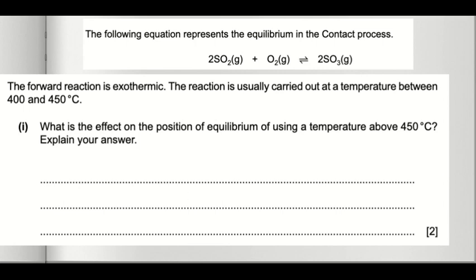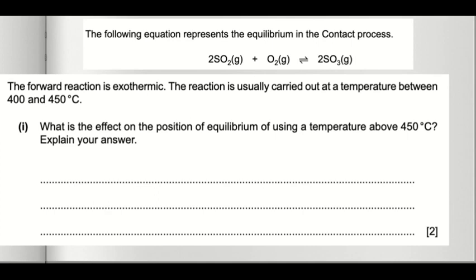It says the forward reaction is exothermic. So if I were you, I would underline this fact, or I would write exothermic and draw an arrow this way, because that's very useful information in the question. It says the reaction is usually carried out at a temperature between 450 and 400 degrees C. It says, what is the effect on the position of equilibrium of using a temperature above 450? In other words, if you increase the temperature, well, we know that increasing the temperature favors the endothermic reaction.